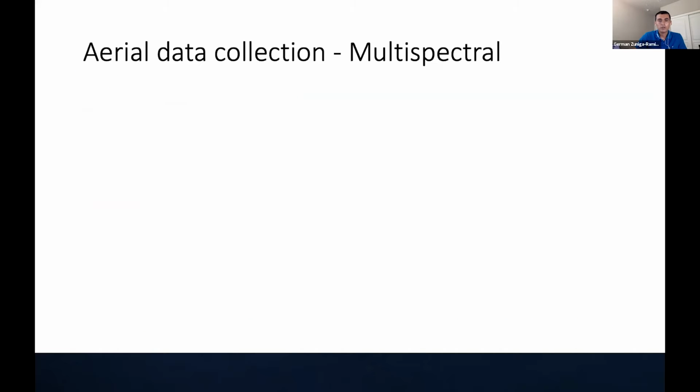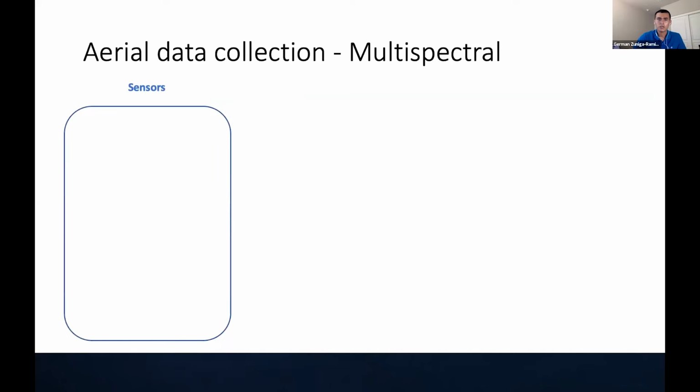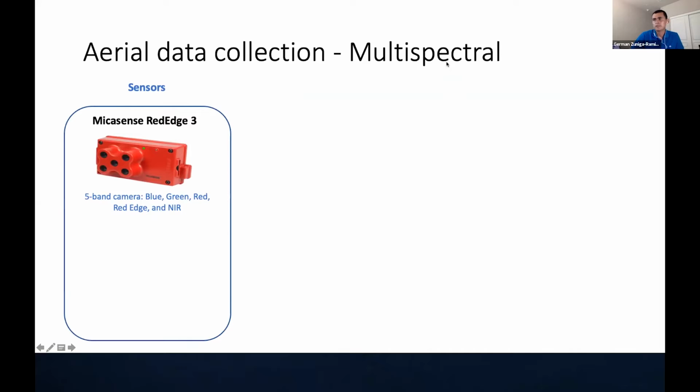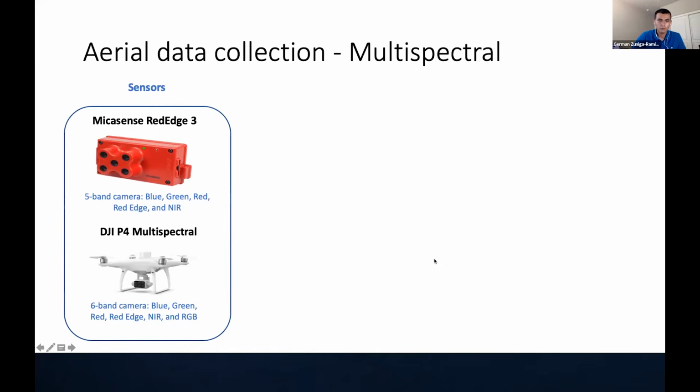Now I will talk about data collection, multispectral data collection. In our lab, we use the RedEdge camera sensor from MicaSense. This is a 5-band camera with blue, red, green, red edge, and near infrared bands. We also use the DJI Phantom 4 multispectral drone. This camera has the same bands as the RedEdge 3, but it has an additional RGB sensor. So this is a 6-band camera.